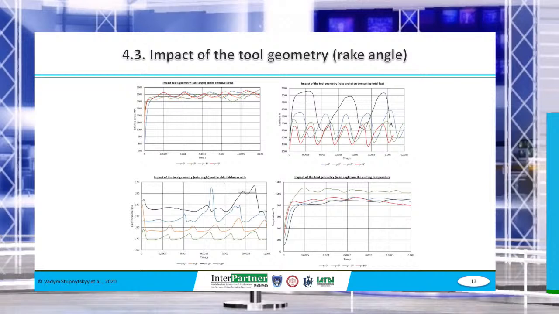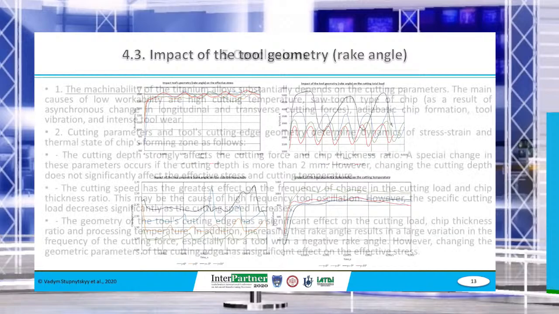The geometry of the tool cutting edge has a significant effect on the cutting load, chip thickness ratio, and processing temperature. For example, changing the rake angle from 10 degrees to minus 5 degrees increases the average cutting force by about 80%. It increases the chip thickness ratio by 27% and increases the temperature by 22%. In addition, changing the rake angle results in a large variation in the frequency of cutting force, especially for a tool with a negative rake angle. Next, please.